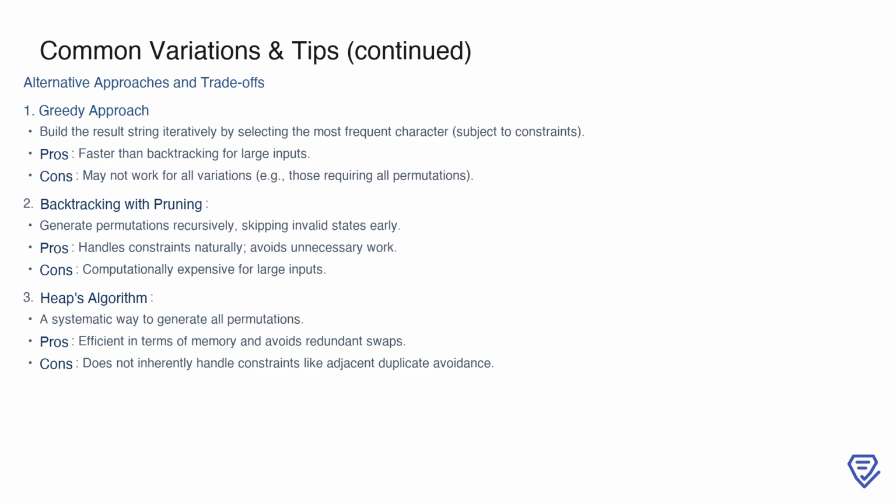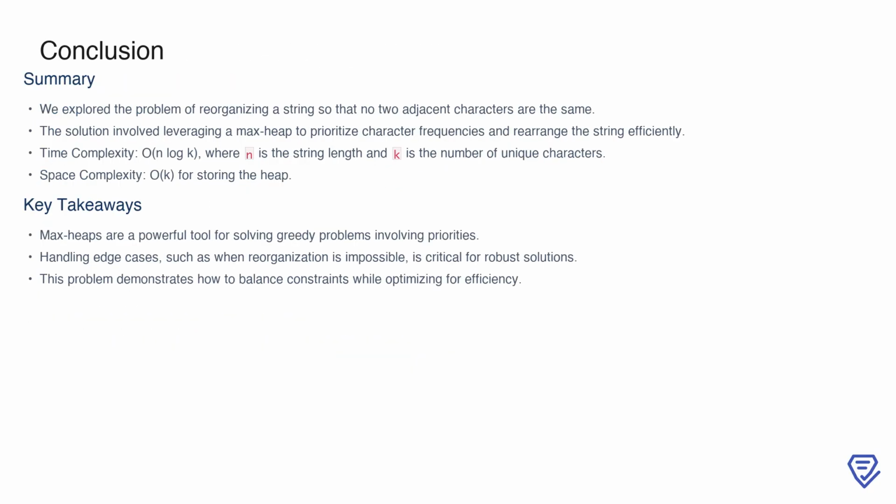Lastly, there's Heap's algorithm, which provides a systematic way to generate all permutations. It's efficient in terms of memory usage and avoids redundant swaps. However, it doesn't inherently address constraints like avoiding adjacent duplicates, so additional logic would be required. Each of these approaches has its strengths and weaknesses, and the best choice depends on the specific problem requirements and constraints. Great job! We've successfully solved the problem by using a max heap to reorganize the string.